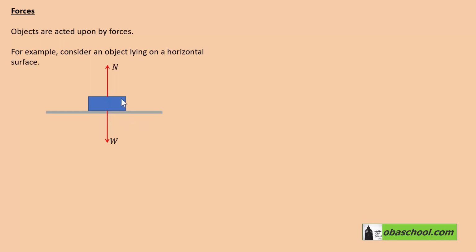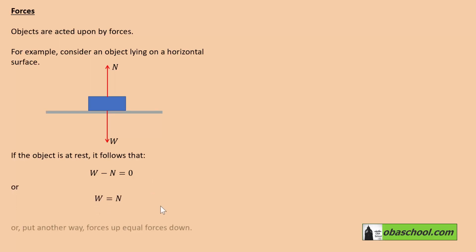To counteract this, there'll be a normal reaction force acting up. If the object is sitting stationary on the surface, N must be equal to W. So if the object is at rest, it follows that W take away N is equal to 0. Or you can just move the N to the other side and say W equals N. Or put another way, forces up equal forces down.